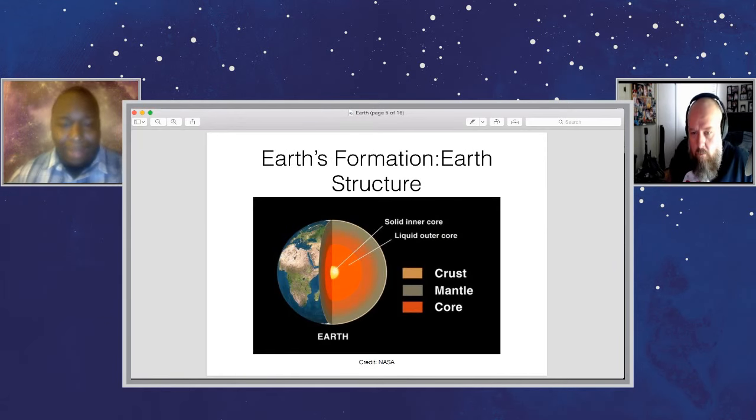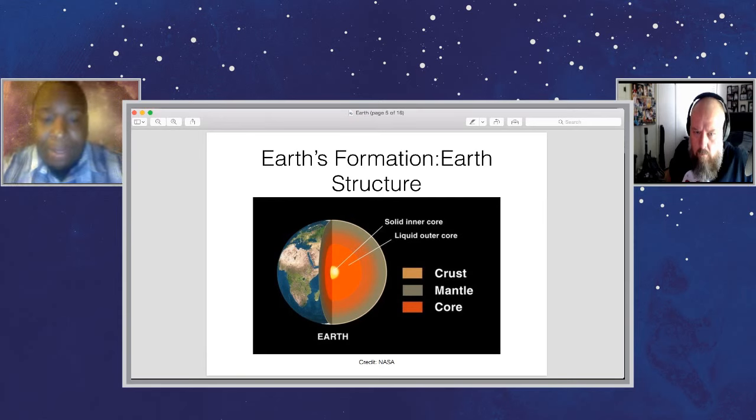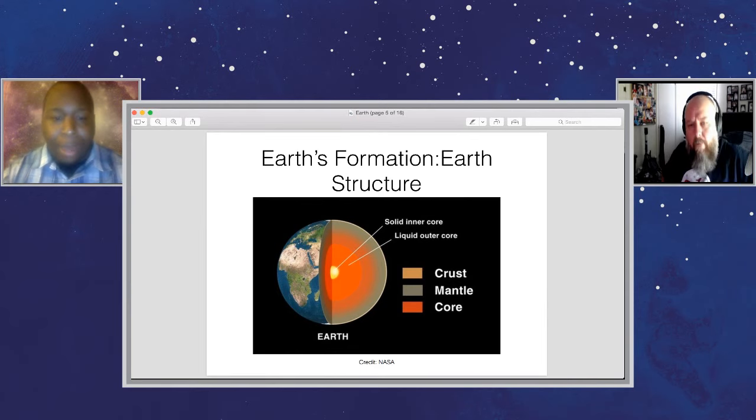But as I stated earlier, Earth looks very different today than what it did many, many years ago. However, the internal structure for the most part has been the same. So, what we're looking at here is kind of a breakdown of what our Earth looks like from the inside out.